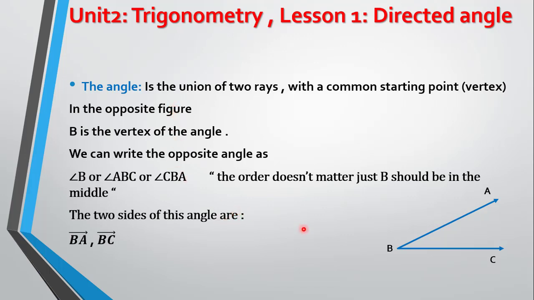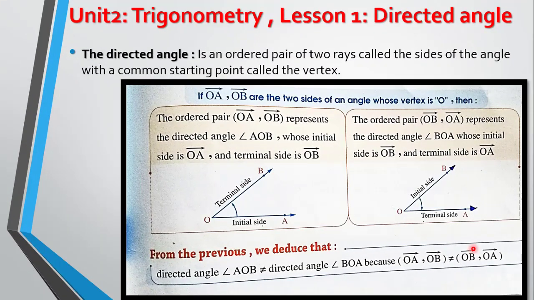We can read this angle as ABC or angle CBA, or we can read it as angle B, the name of the vertex. We can notice that the vertex name is in the middle when we read the angle. The two sides of this angle are the two rays BA and BC. This is an angle.